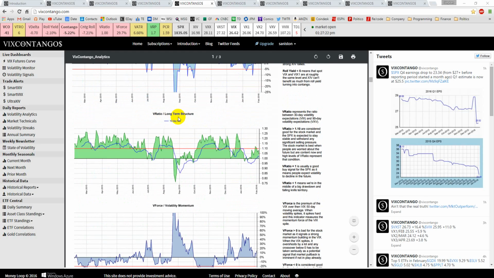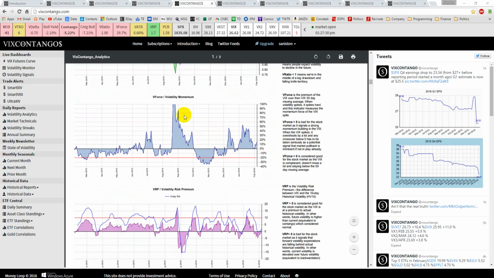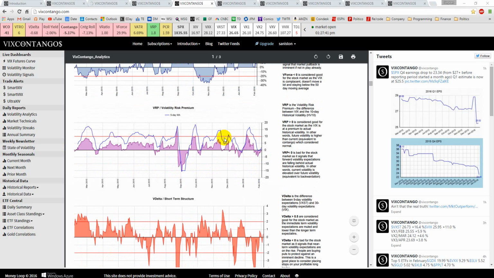V ratio chart for the entire year, along with the 10-day moving average, along with the key level of 1.1. Then we show the V-force, with the key level of minus 20% plotted. Then we get to see the volatility risk premium, the VRP, for the entire year, along with the 5-day moving average, and the key level of 10.